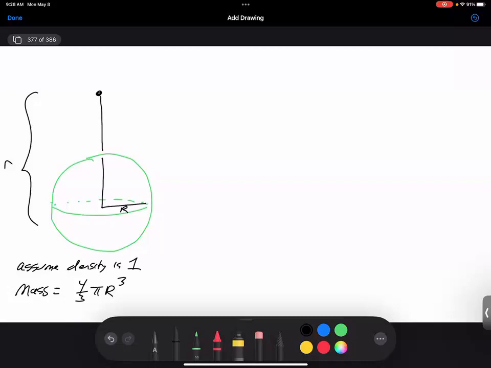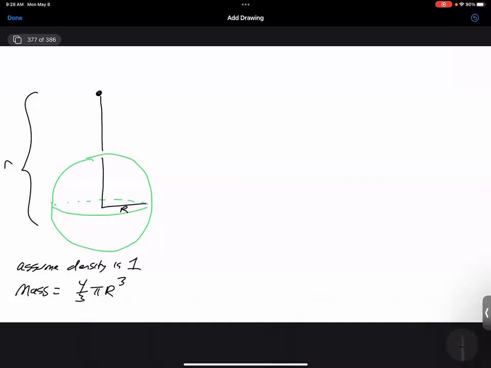So it's very easy to figure out what is the force if all the mass is at the center. Right? And we'll say that the mass here is m. So all mass at center, it would be G times 4/3 pi R cubed times m divided by r squared. So is everybody comfortable? Newton's law of gravity is the product of the masses divided by the square of the distance separating them.